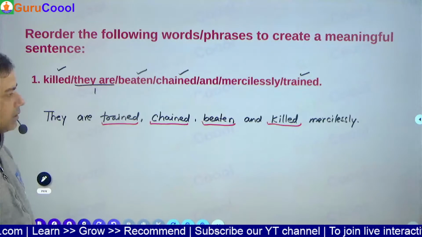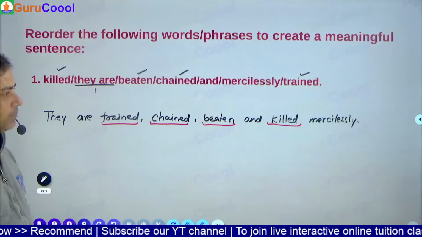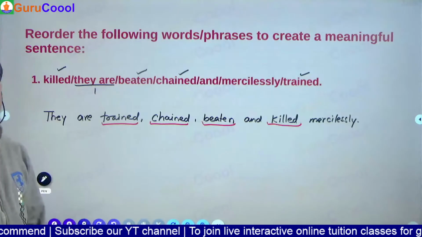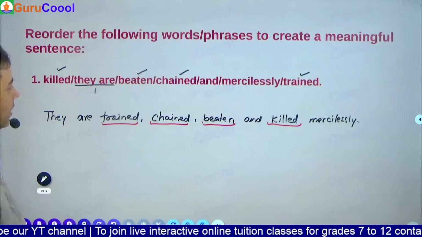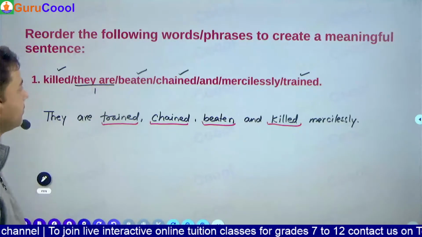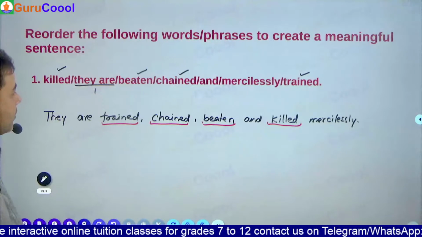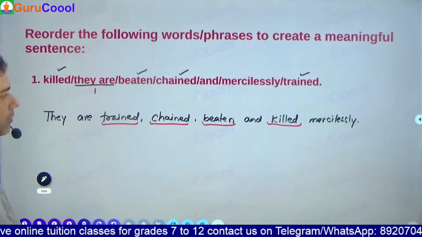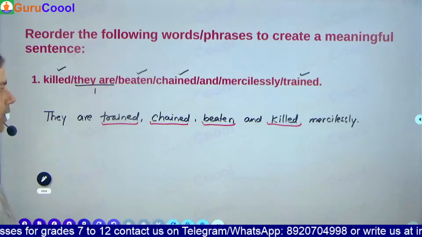What should be the perfect order? Do you agree with this order? Sir, one more thing will be correct. Any word left? No. Tell me if you don't agree, if you have anything to discuss about it, tell me.